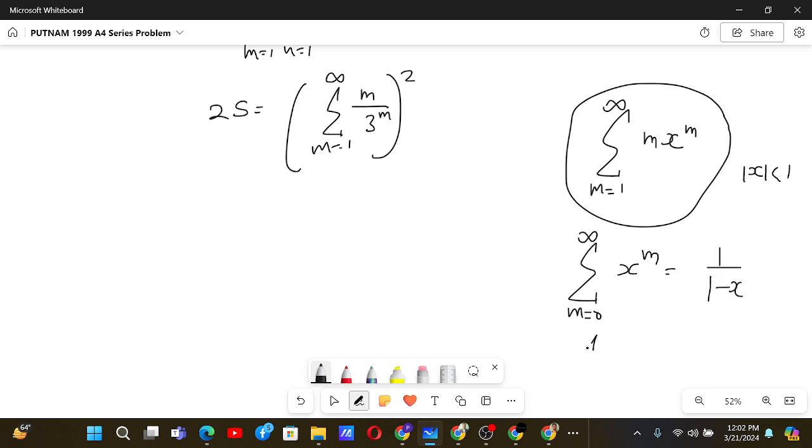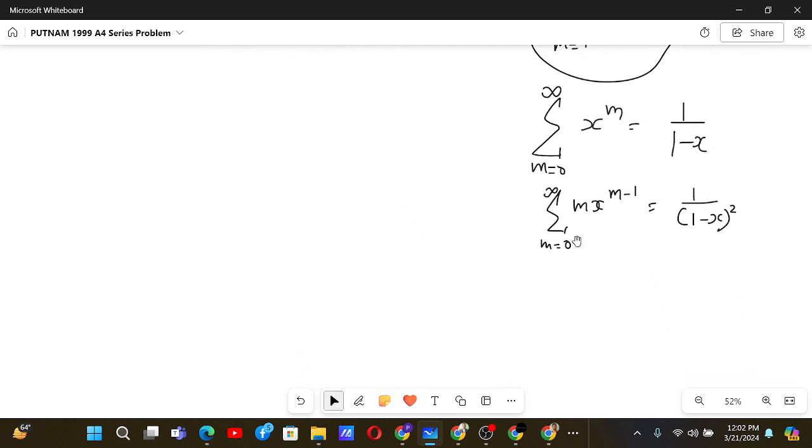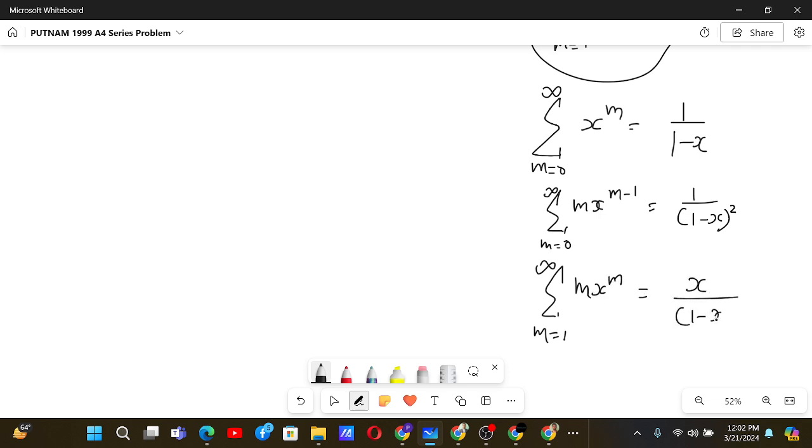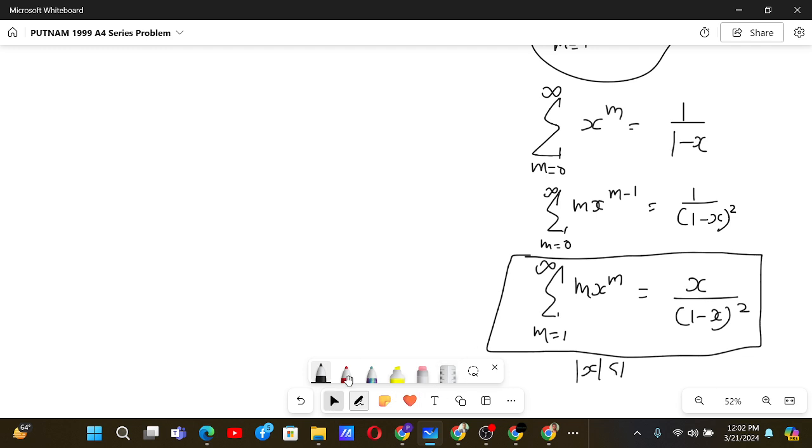If you differentiate both sides, you get the sum from m equals 0 to infinity of m x to the power m minus 1, and the derivative will be 1 by 1 minus x whole squared. Basically, minus times minus 1 will just be 1 itself. Now multiply both sides by x. Also notice that with m going from 0, the first term will be 0, so we can take m from 1 to infinity. If you multiply this by x on both sides, we have this expression. So if the modulus of x is less than 1, this sum is x by 1 minus x whole squared, and now just use the formula.